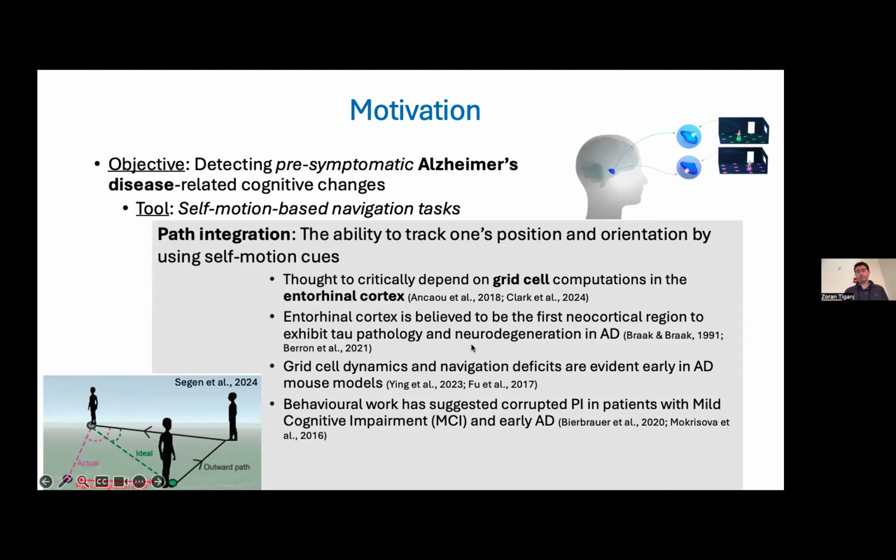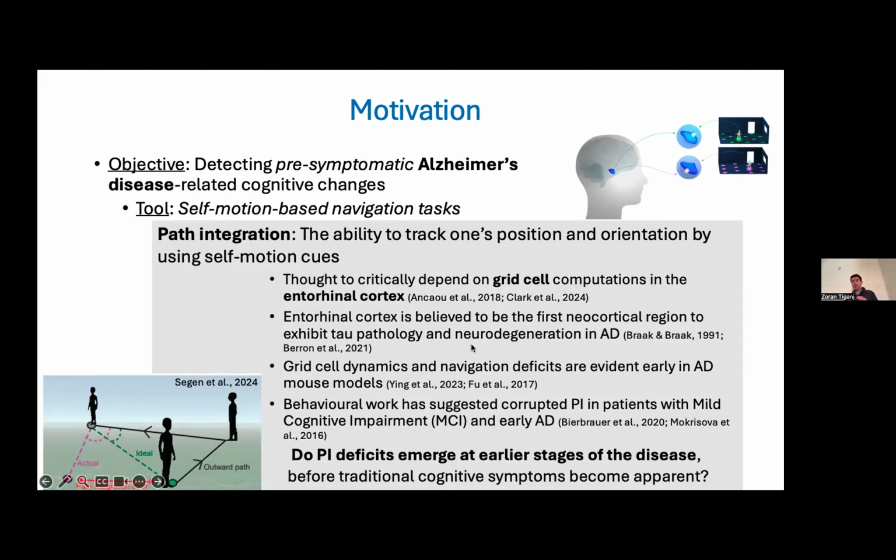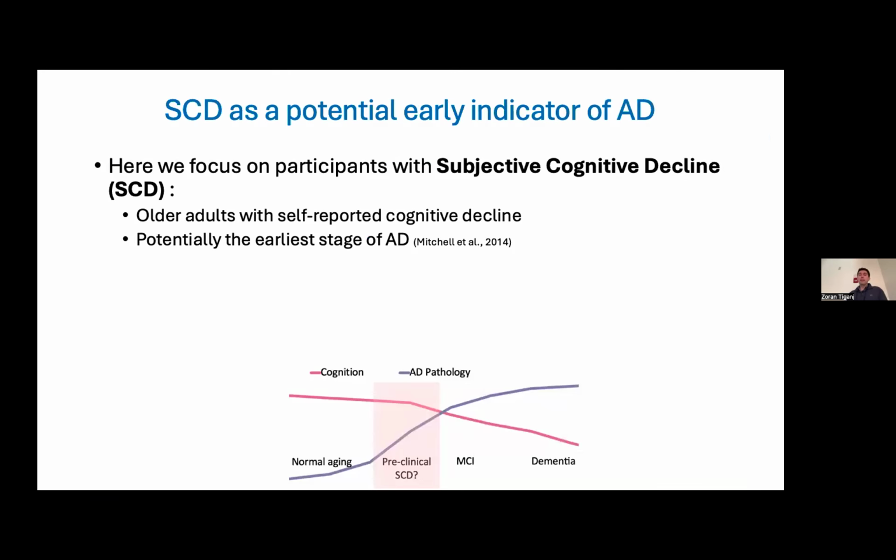So all those factors lead to our question: do path integration deficits emerge at earlier stages of the disease, before traditional cognitive symptoms become apparent? And can we use these path integration tools to detect those early onsets? Specifically, we focus on a subset of the population who fall under the category of subjective cognitive decline. These are elderly people who self-identify in this group of cognitive decline, and we think of this as potentially the earliest stage of AD.